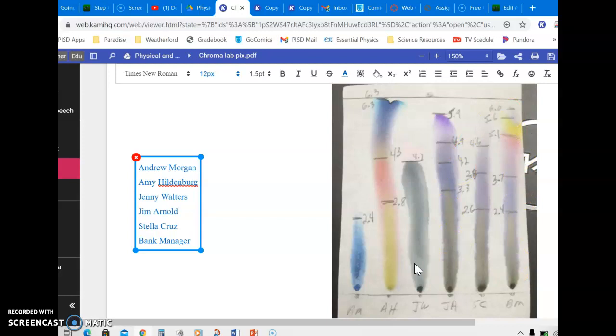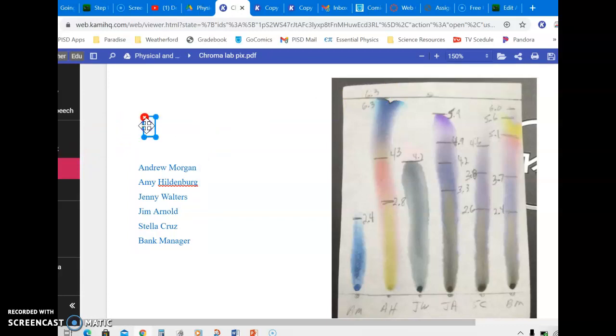What we're going to do today is make an RF value chart and measure the RF values. The RF value is like a percentage. If the distance from the bottom of the dot to the very top was 6.3 centimeters, that's how far the water went. Amy Hildenberg's went all the way up to the very top. We want to find out what percent each of these did. For Andrew Morgan, for example, we take how far the blue went, 2.4 centimeters, and divide it by the total, which is 6.3. If we divide that, we get a relatively small number.